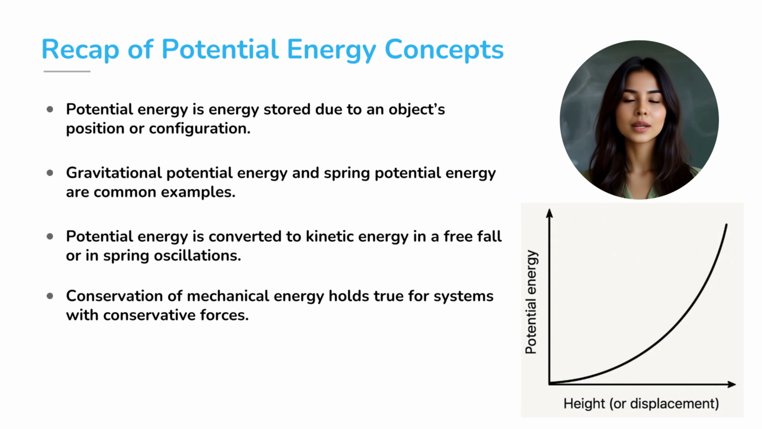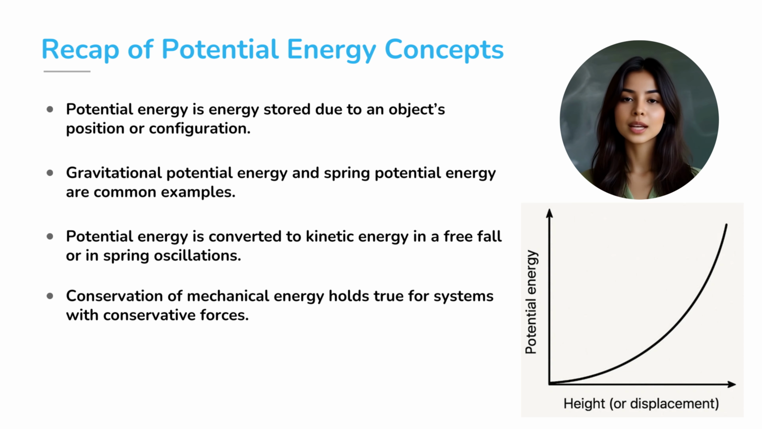To wrap it up, let's go over what we've learned about potential energy. It's the energy stored in an object due to its position or configuration, like a stretched bowstring or a ball at the top of a hill. When the object moves, the potential energy is converted into kinetic energy. This is a key concept in physics that helps explain everything from falling apples to roller coasters.